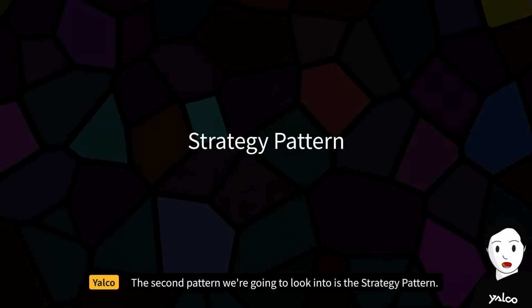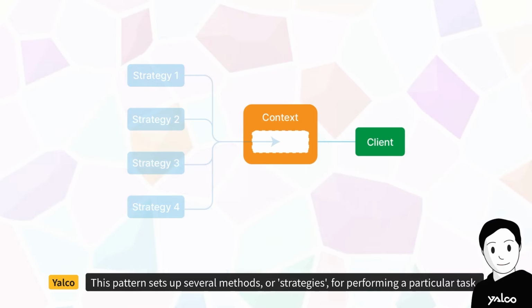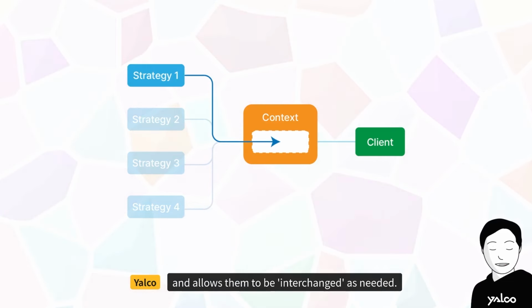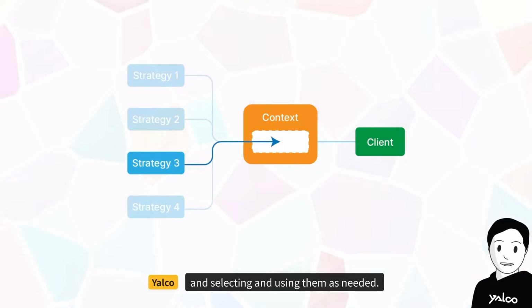The second pattern we're going to look into is the strategy pattern. This pattern sets up several methods or strategies for performing a particular task and allows them to be interchanged as needed. In other words, think of it as creating various modes of performing a task, each as a class, and selecting and using them as needed.